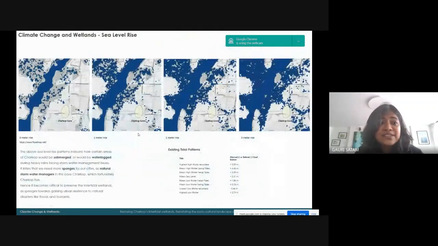Also, studying the wetlands in terms of climate change and rising sea levels, it becomes very critical to save these wetlands, assuming that a lot of the planned Charkop would probably be submerged and waterlogged with the sea level rise over the coming years.